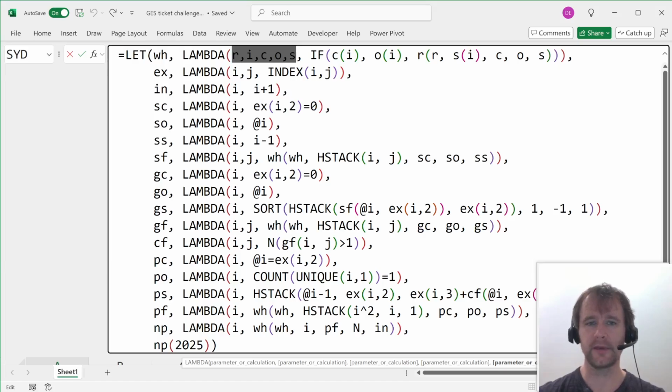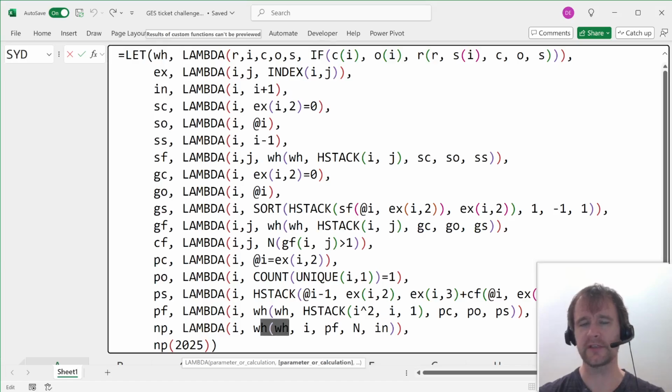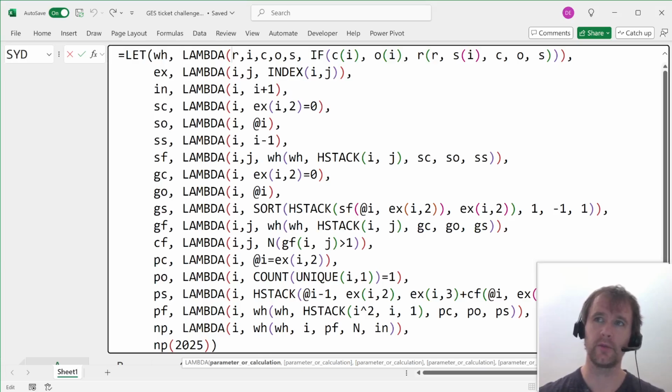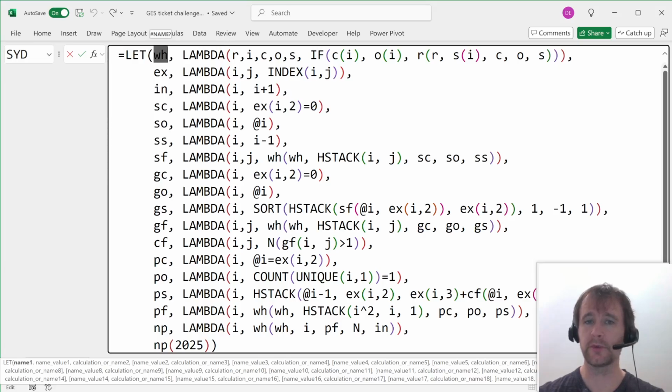And if you look at any time that this function actually gets called, you will see that the first argument of the function is always the function itself, and you might be familiar with that already. That's just the overhead required to use a recursive function in Excel without putting it in the name manager. So this, R here and R here and R here all end up just being WH. So what is going on here?